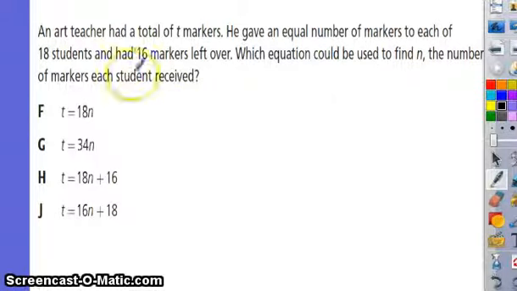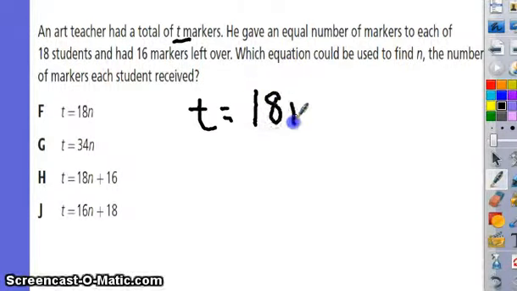So an art teacher had a total of T markers. He gave an equal number of markers to 18 students and had 16 left over. So which equation could be used to find N, the number of markers each student received? He had a total of T. So T is equal to something, the total. He gave an equal number of markers to 18 students. I don't know why they used N instead of M. That makes more sense. But they used N. And he had 16 left over.